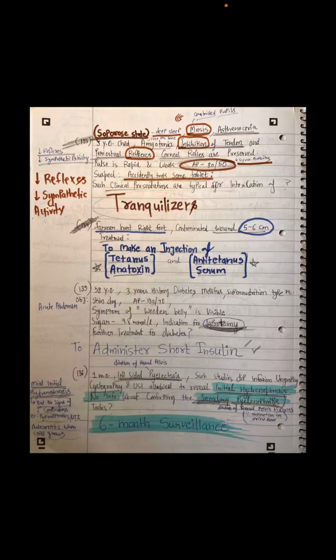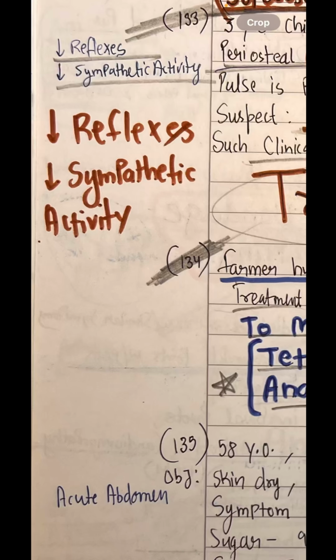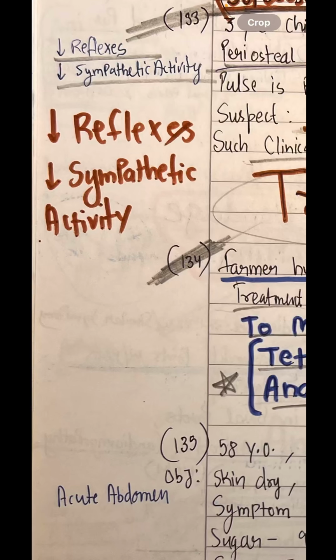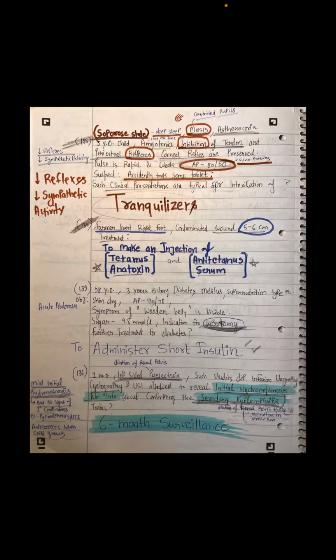Sir, in the question, in the first line, it is given that there is a porous state. Sir, what is this state? The deep sleep state. Next is meiosis, which is constricted pupils. Reflexes are reduced, arterial pressure is low, so decreased sympathetic activity. These are the clinical presentation for the intoxication of tranquilizers. When the patient takes tranquilizers, side effects will be decreased reflexes and decreased sympathetic activity, as we see from the BP of the patient. So this is the side effect related to the tranquilizers.